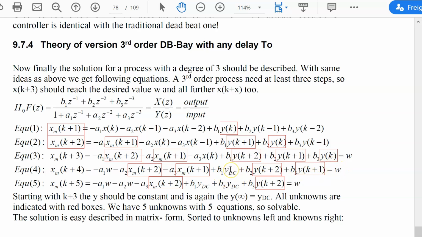So here in the third order version, I have five equations with five unknowns. The five unknowns are xm of k plus 1 and xm of k plus 2, because xm of k plus 3 is set to W. So these two process output values are unknown. Then my searched unknown y of k is the third one. The fourth one is y of k plus 1, and y of k plus 2 is the fifth one. So I have five unknowns, and I need five equations. Here I have five equations with five unknowns.